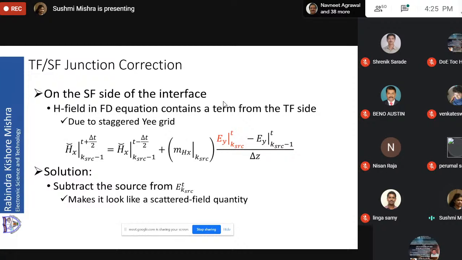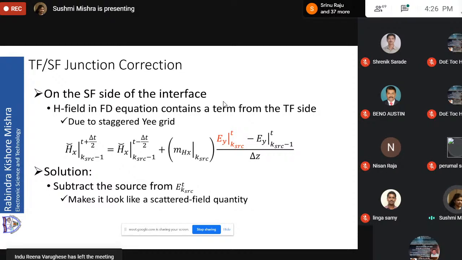Now look at what is happening. On the SF side, meaning the scattered field side, on the scattered field side of the interface, the H field in the FD equation will contain a term from the TF side, the total field side. This is because of the staggered grid. Now, what is the update equation at that point? The update equation is Hx, shown on the left side, at ksrc minus 1. That will be Hx ksrc minus 1. So those are all on the SF side.